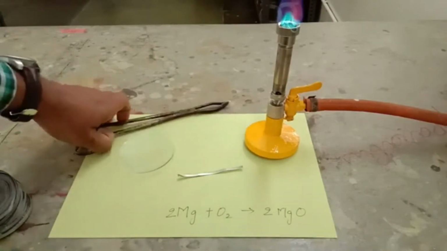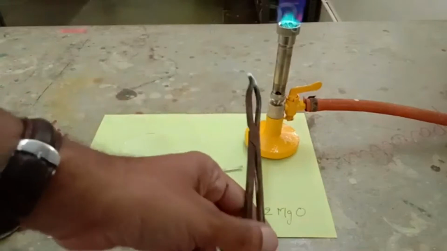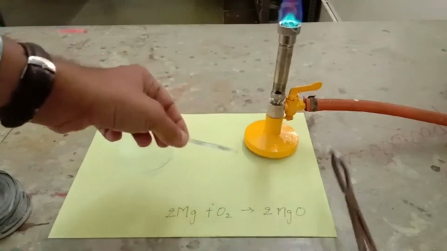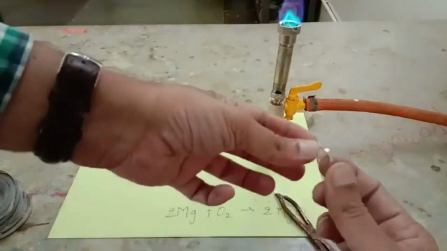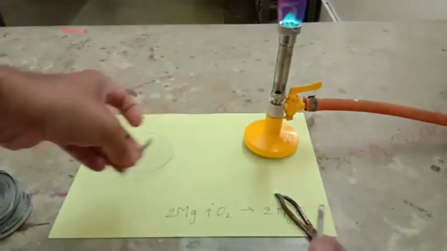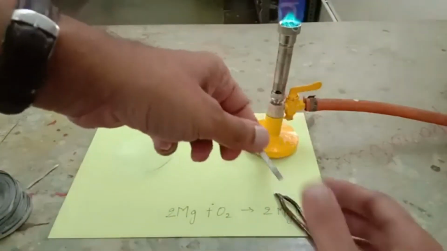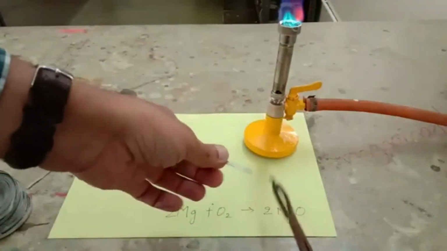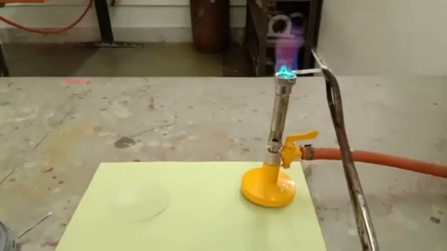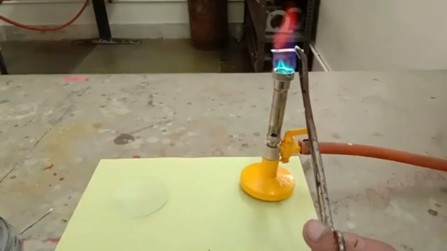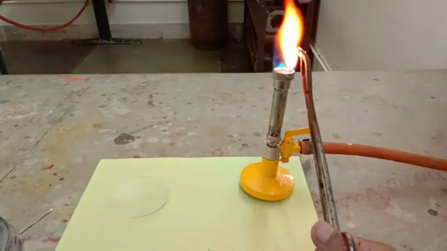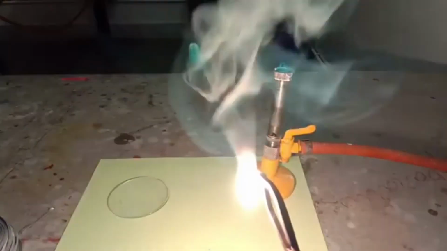So let's try the experiment, and here I am going to hold this magnesium ribbon. Actually, we don't require a very big piece of magnesium. It's very handy. You can even break it with your own hands. So I choose to put all other things aside. As you can see, the magnesium burns with a dazzling white flame.